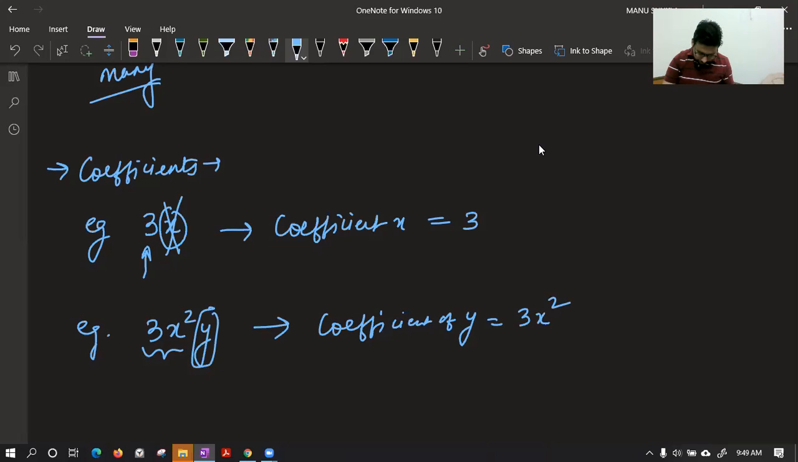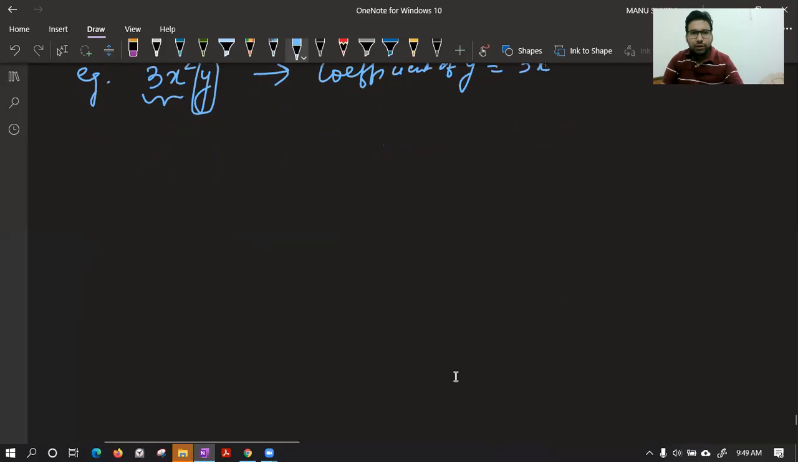Similarly, let me take more examples. Let us see example number 1 of the book. Example number 1 is saying, identify the following expressions, terms which are not constants, and give their numerical coefficients. Let us see. Suppose you have xy plus 4. First tell me, don't worry, Sarah, it will be there. Tell me first, in xy plus 4, how many terms are there?